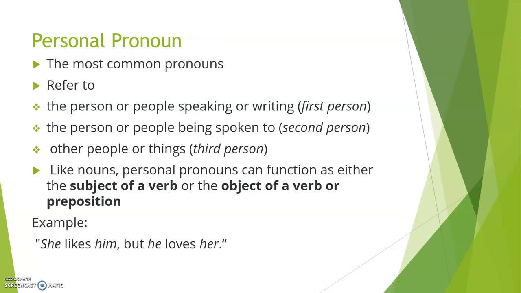Like nouns, personal pronouns can function as either the subject of a verb or the object of a verb or preposition. Let's look at the example. She likes him, but he loves her. So, in this sentence, the personal pronouns used are she, him, he, and her.